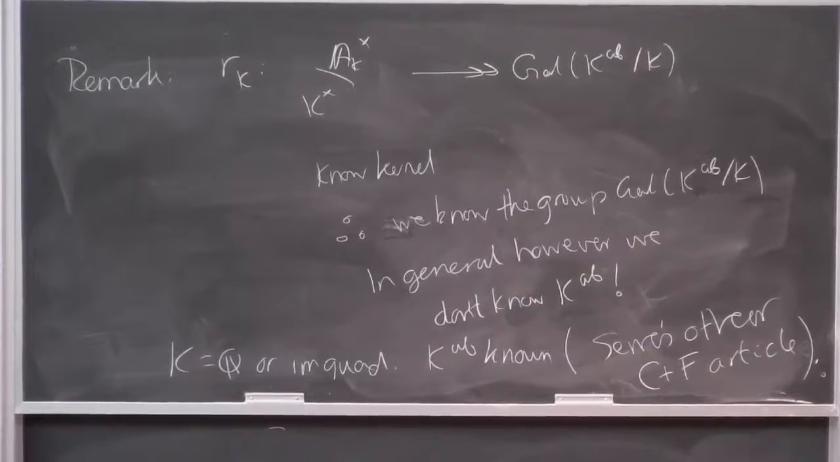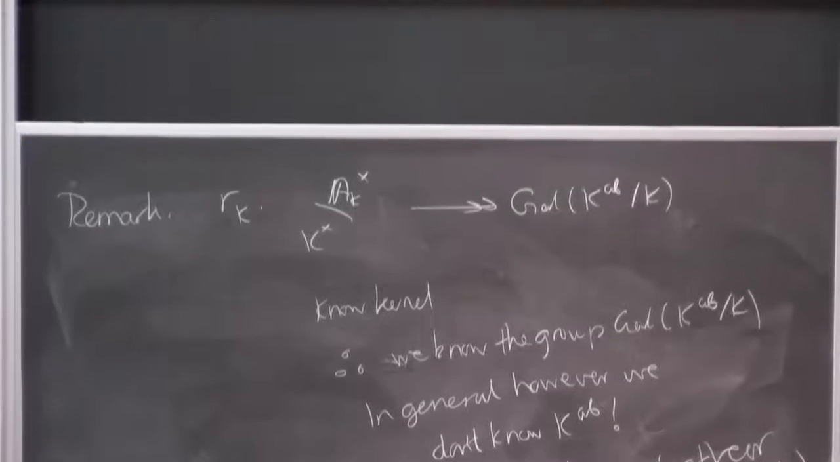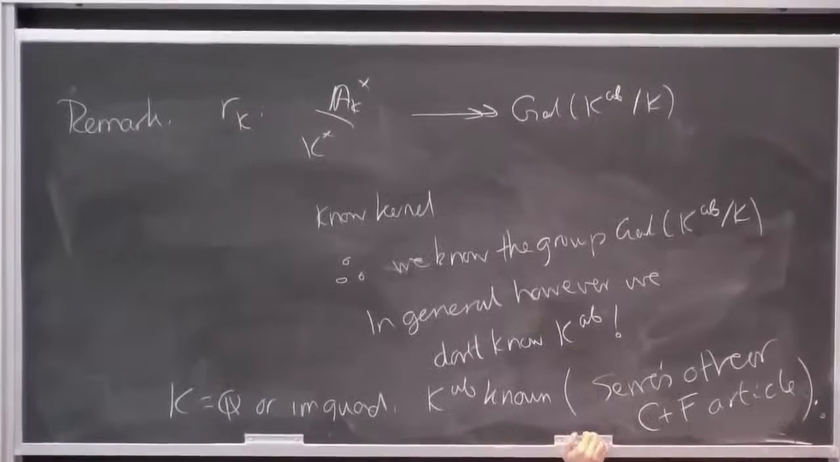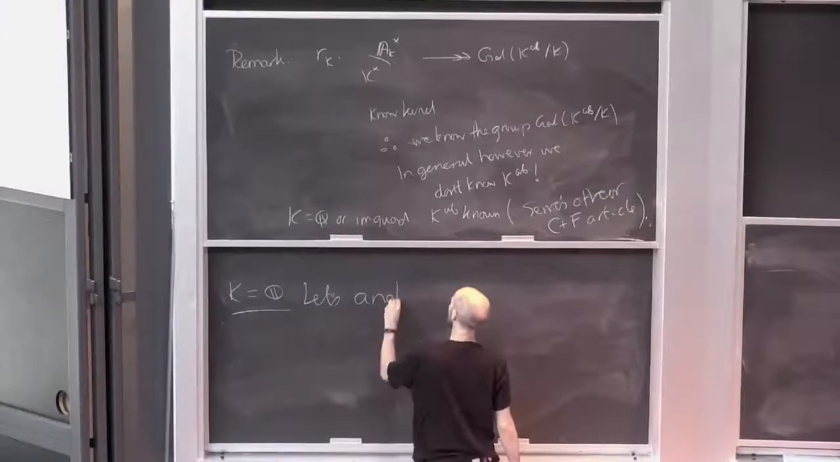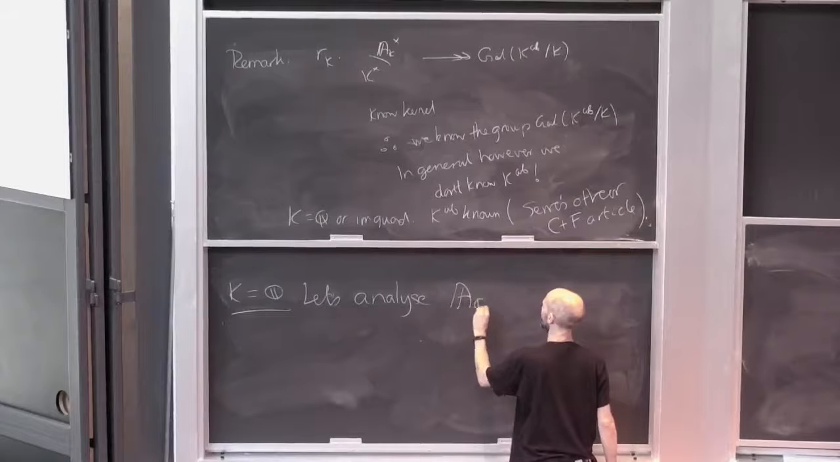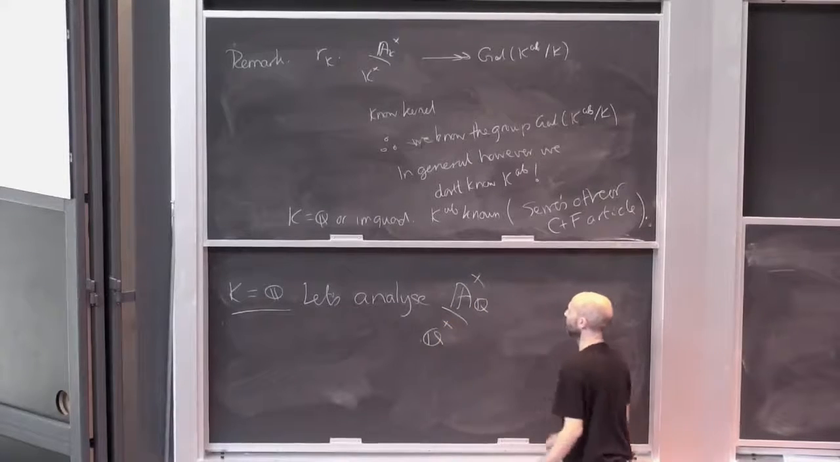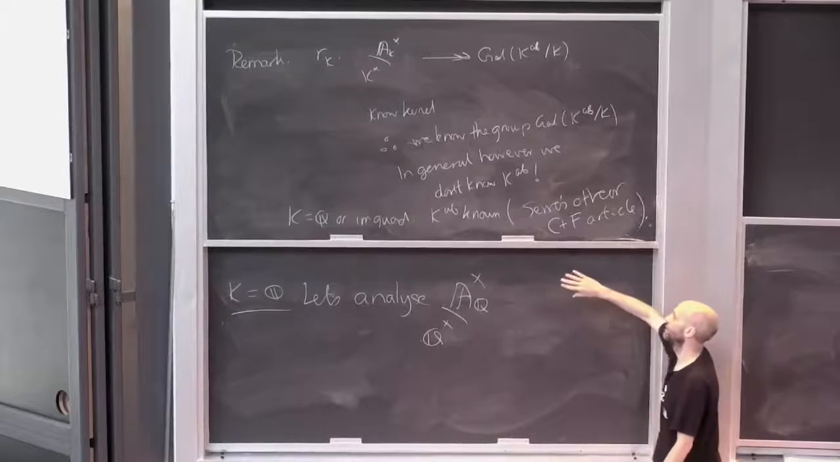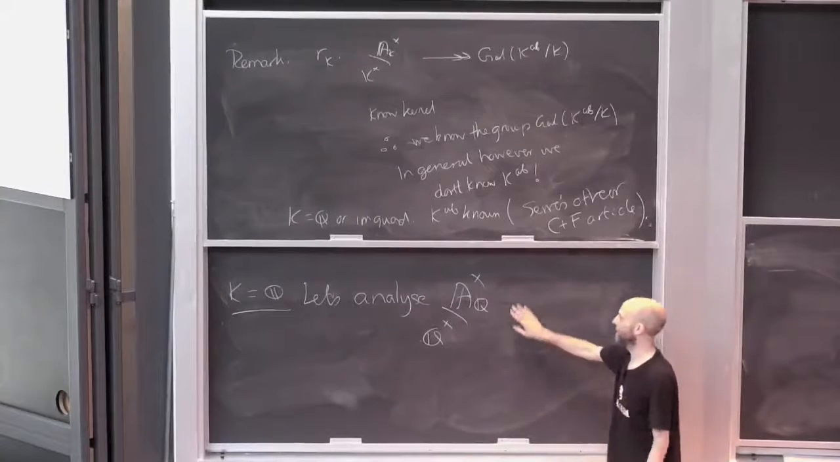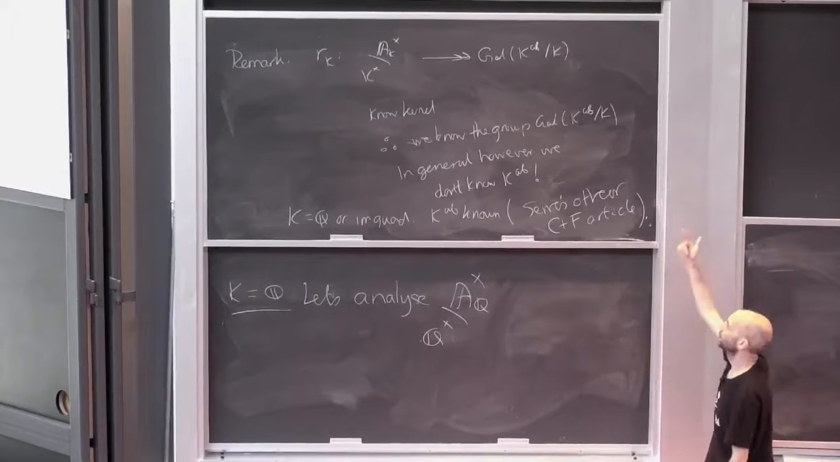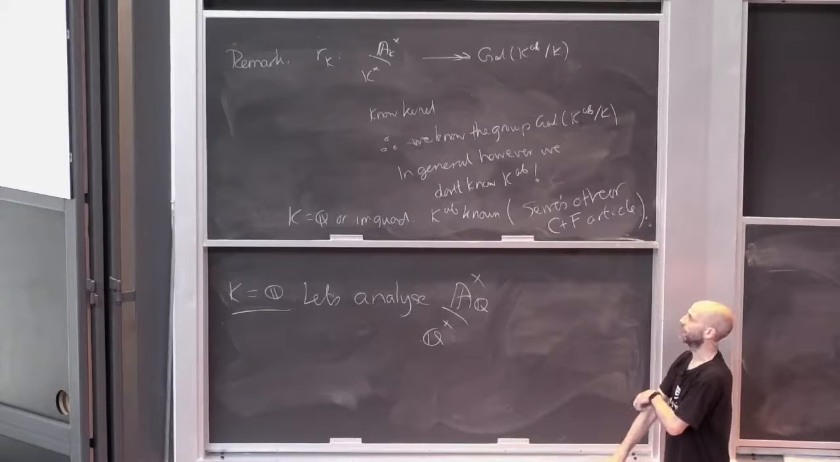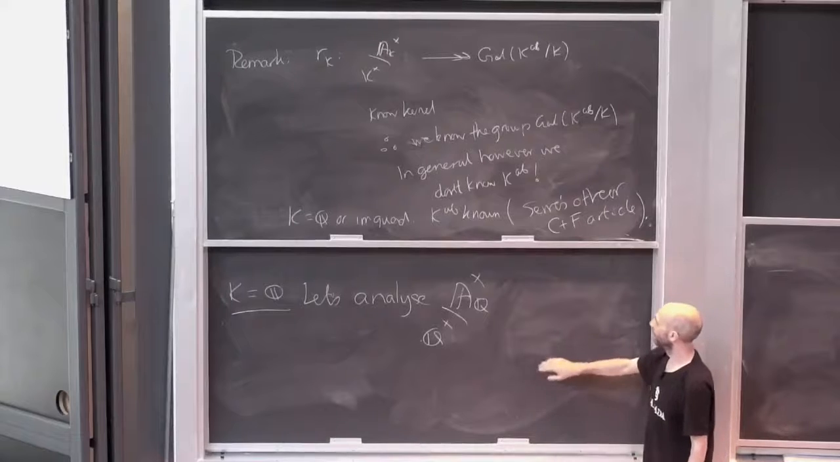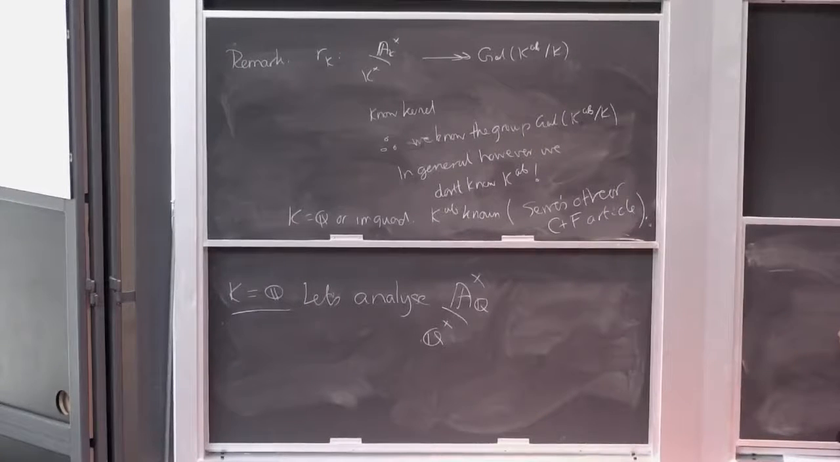So I've given you this terrifying thing, and I think I owe you an explanation of what this gadget looks like. So let's analyze it, right? K equals Q. Let's analyze A_K star over K star, so A_Q star over Q star. I've presented this as some terrifying group that we don't really know too much about, and now I'm telling you that this quotient group is important because its group of connected components is isomorphic to that global Galois group that we're probably going to be very interested in. So let me try and analyze this to give you some kind of feeling for it.